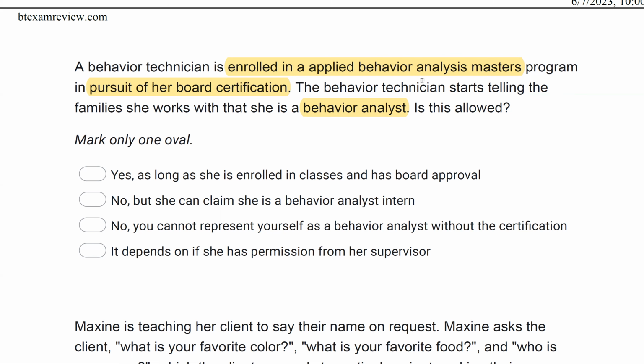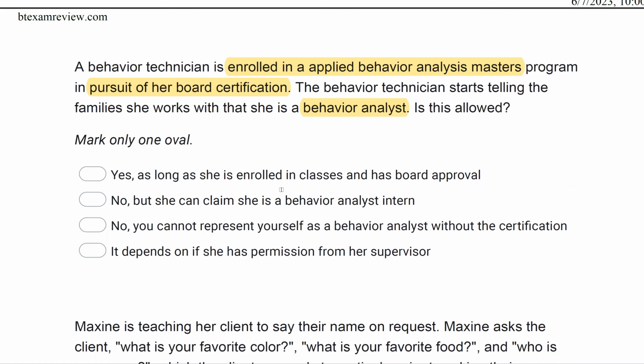Okay. Now, it's a little muddy, right? Because in context, maybe she's referring to the fact that she's a behavior analyst since she analyzes behavior. But if she's claiming, right, that she's a board certified behavior analyst or she's already a behavior analyst, that is not allowed. You can't misrepresent yourself as something you aren't. Until you have that certification, it's not allowed.